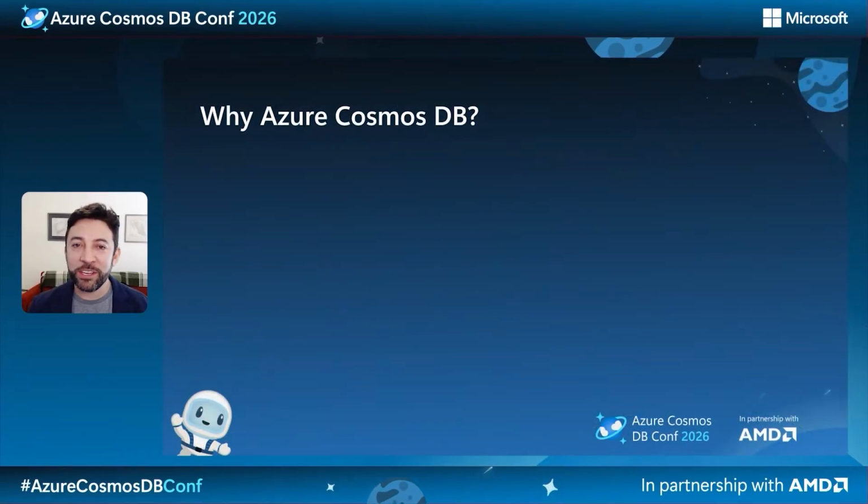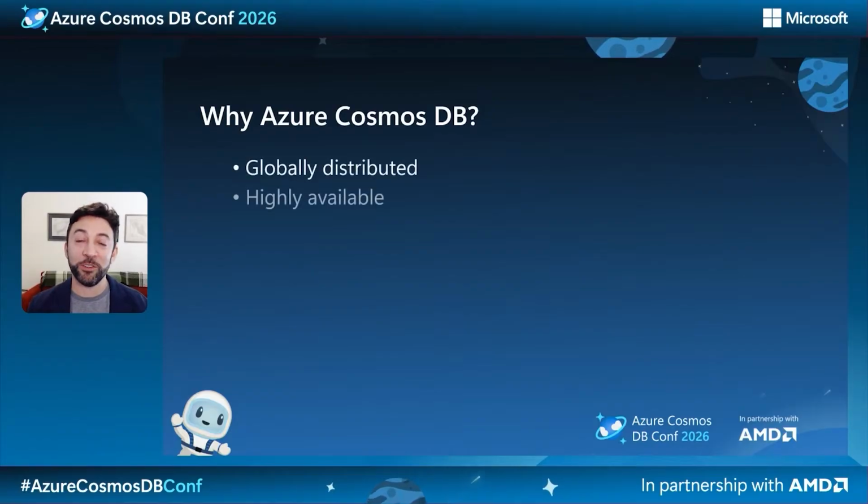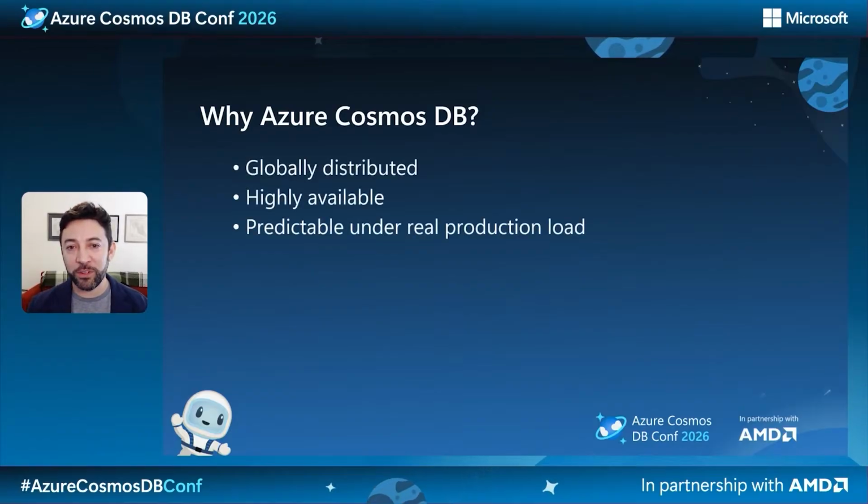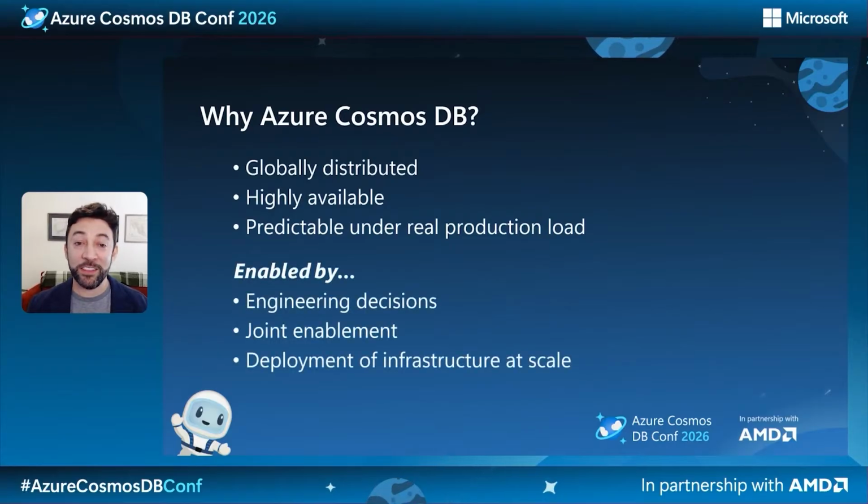You're here at the Cosmos DB conference, most likely because you care about building systems that actually work at scale. They're globally distributed, highly available, and predictable under real workloads. Azure Cosmos DB gives you all of that as a managed service, and that abstraction is incredibly powerful. Especially as a managed service, this all comes by design. It comes from real engineering decisions, joint enablement, and the deployment of actual infrastructure across the global scale that only Azure can provide. The hardware choice isn't your concern, but the physics absolutely stick around and they matter.